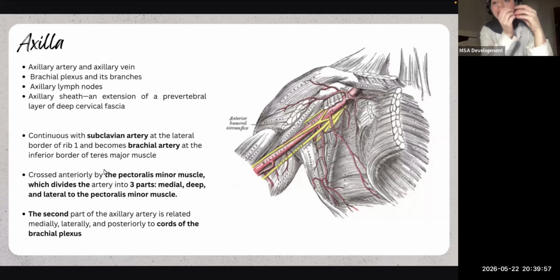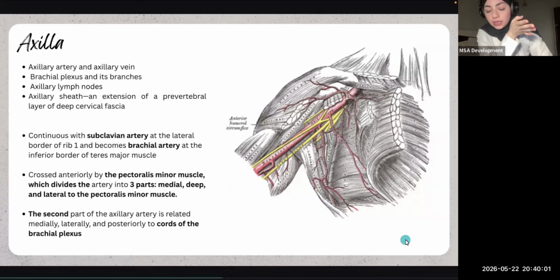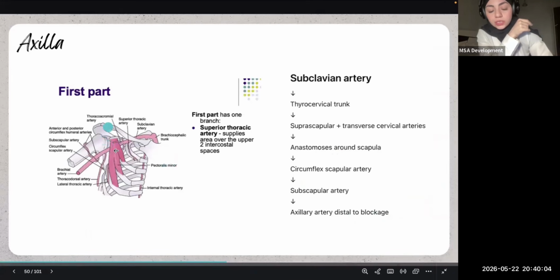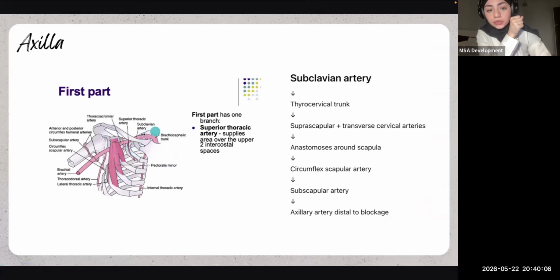Now, as I'm traversing and then reach the arm, first of all, we divide the axillary artery, depending on its relation to the pectoralis minor, into different parts. So this is my pectoralis minor, this is the subclavian artery. Now I reached the lateral border of rib 1, so it became the axillary artery. We have the medial or first, deep or second, and lateral or third parts of the axillary artery. All of these are in relation to the pectoralis minor: medial to it, deep to it, or lateral to it.